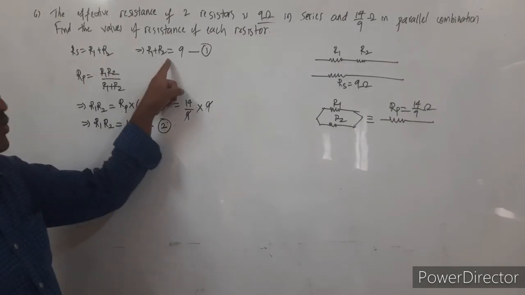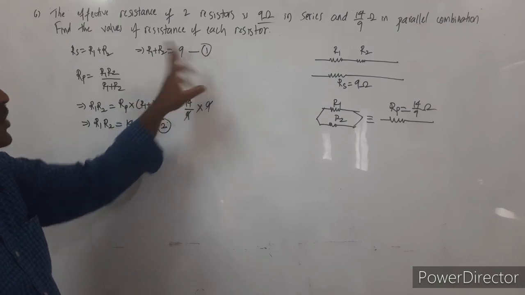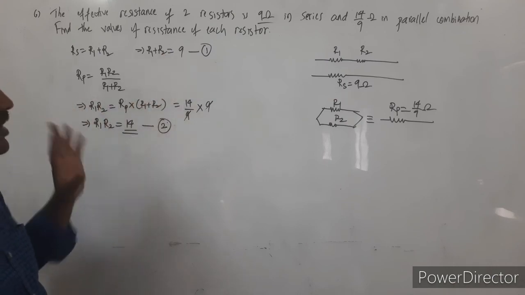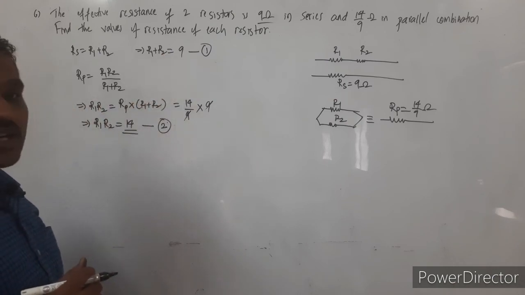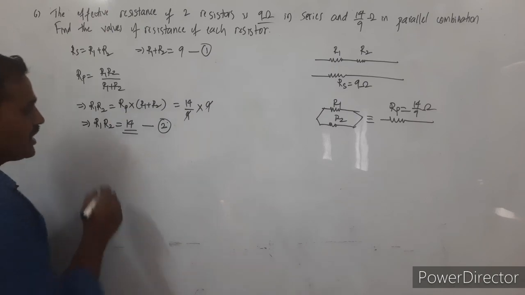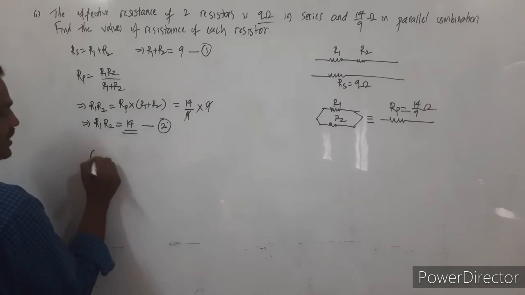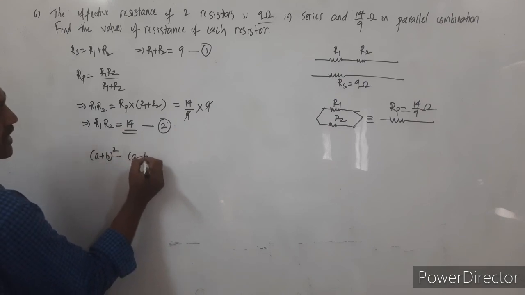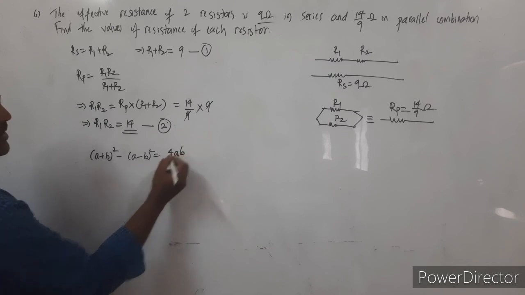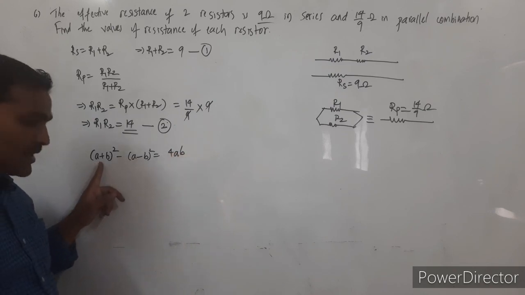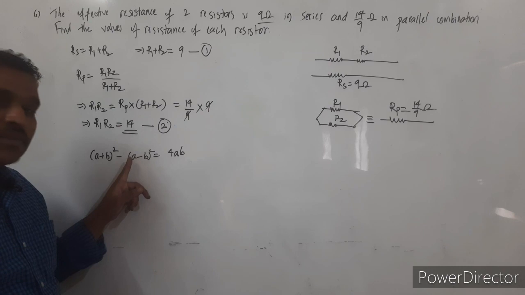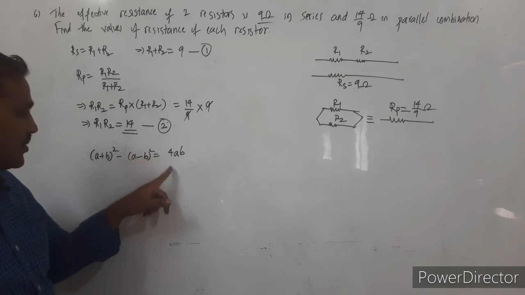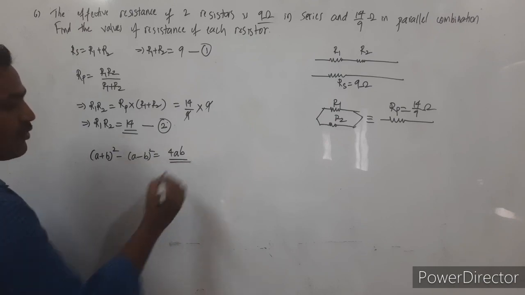So now we have got two equations here. R1 plus R2 is equal to 9 and R1 into R2 is equal to 14. By using these two data, we should try to find the value of R1 and R2. We have a basic mathematical identity, that is (a plus b) whole square minus (a minus b) whole square is equal to 4ab, because this is a square plus b square plus 2ab minus (a square plus b square minus 2ab). This minus into minus will be 2ab plus. So finally we will have 4ab here.